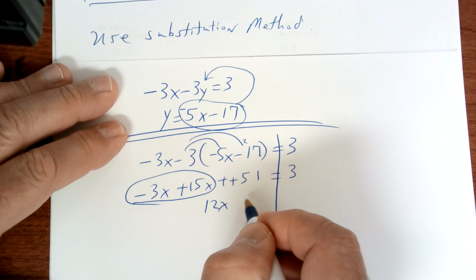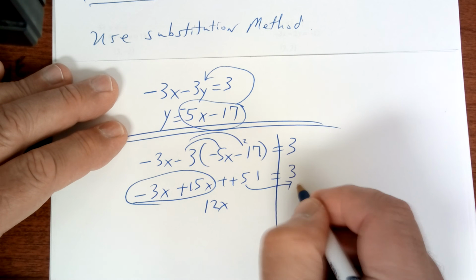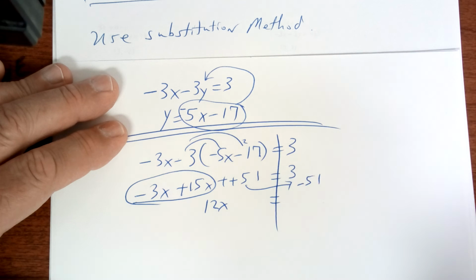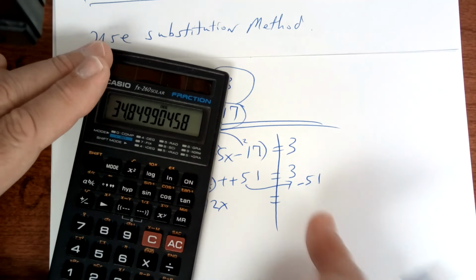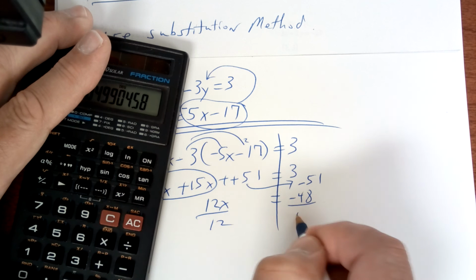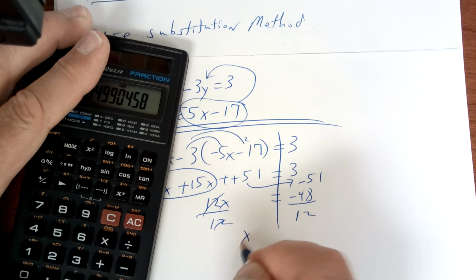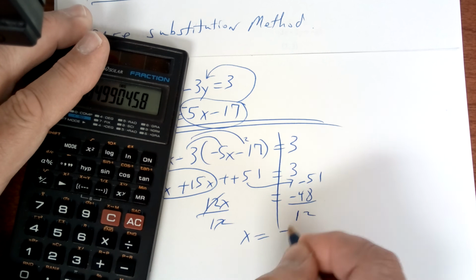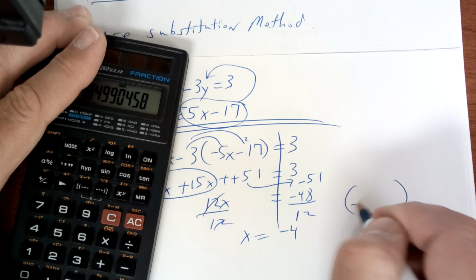I'm going to move the 51 over here. That becomes a negative 51. So when I subtract these two, I think it's a negative 48. And then when I divide by 12, I like what I see because it's going to work out evenly. So that's going to be 4. That's going to be a negative 4. So negative 4 is your x.